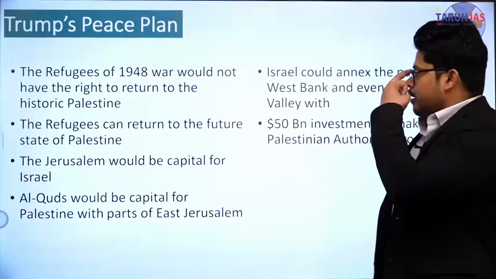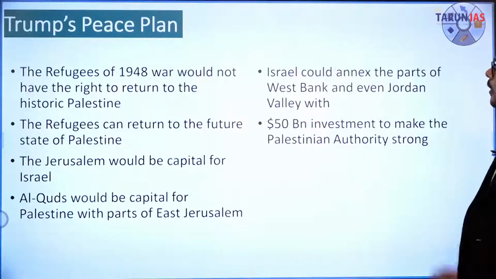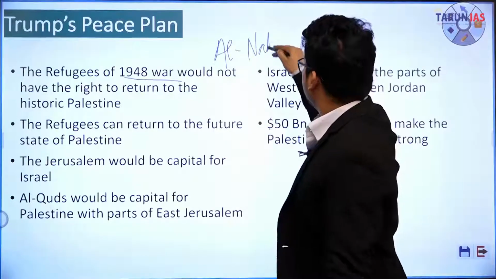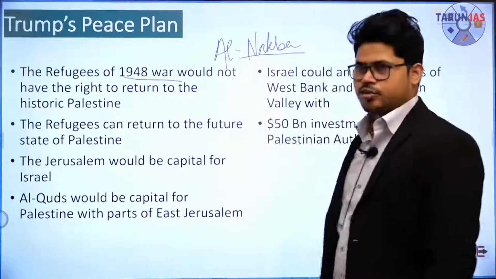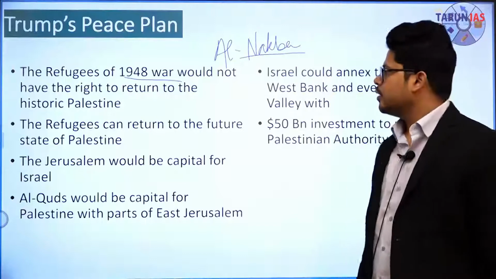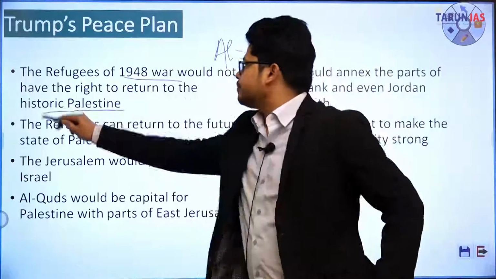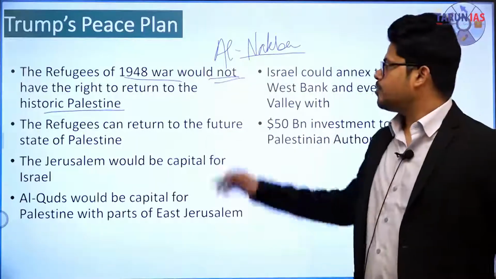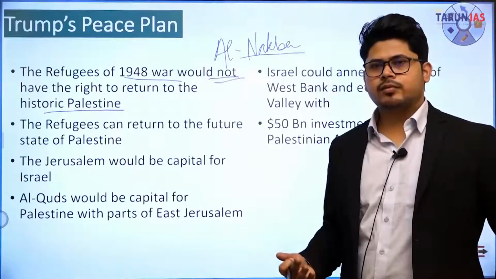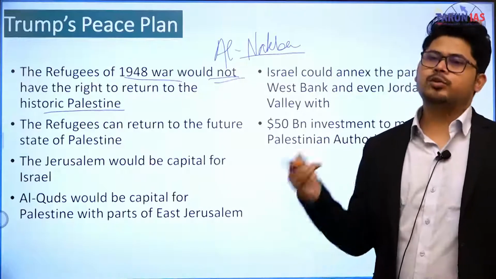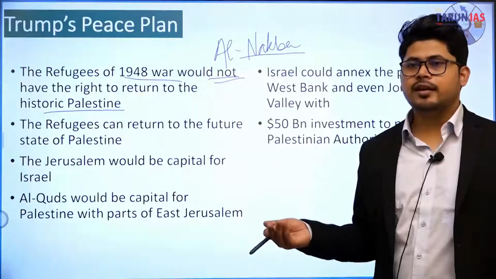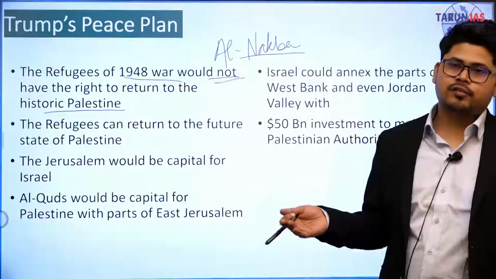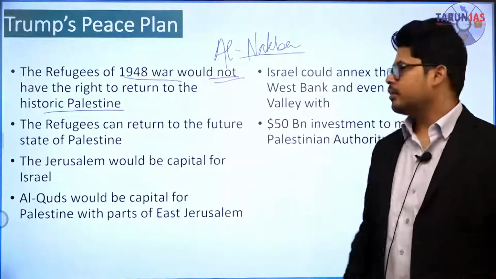ठीक है, the refugees of 1948 war, the war that led to independence of Israel, the catastrophe, have the right to return to historic Palestine. Trump's peace plan says that the 1948 war refugees do not have the right to return back to their homeland. Of course, that will change the demography of Israel as a Jewish nation. The refugees can return to a future Palestine. Future Palestine means, of course, West Bank and Gaza Strip.